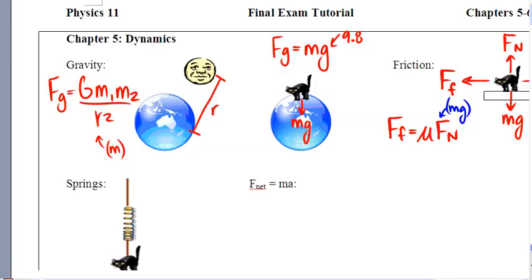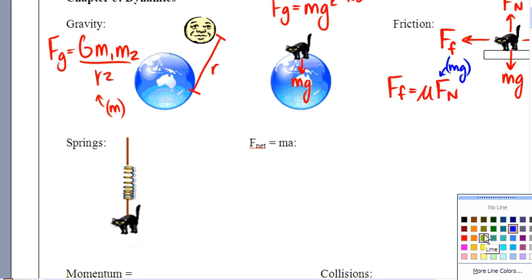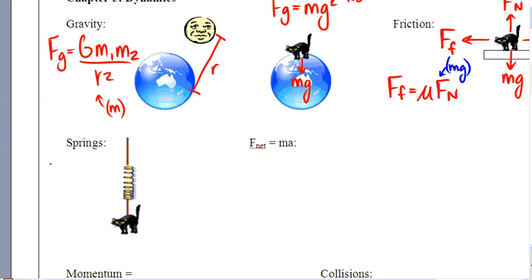Moving on to spring forces. The force in a spring, or I should say elastic, is Fs equals k times x, where k is your spring constant. It's really just a measurement of how stiff the spring is, and x is your extension. There's another unit you have to watch that needs to be in meters, just in case you see it in centimeters.